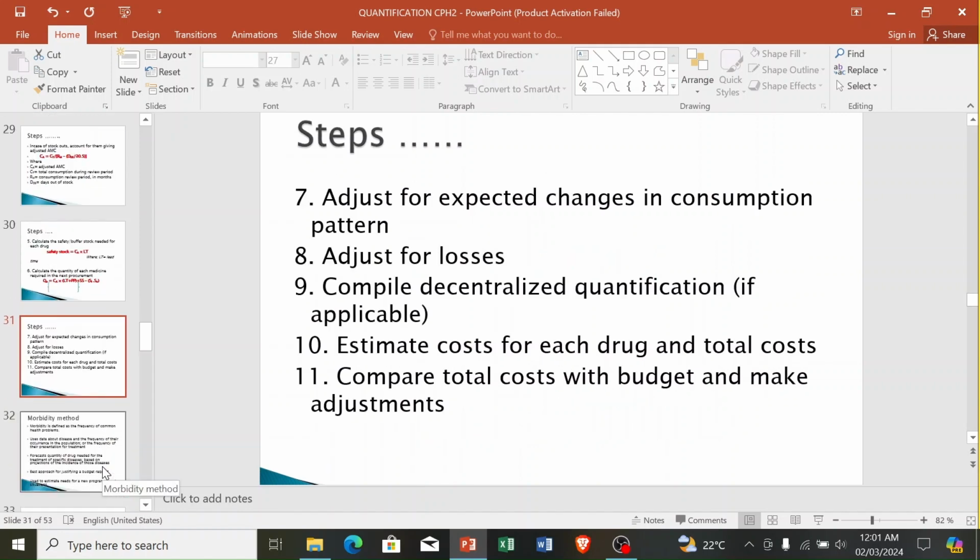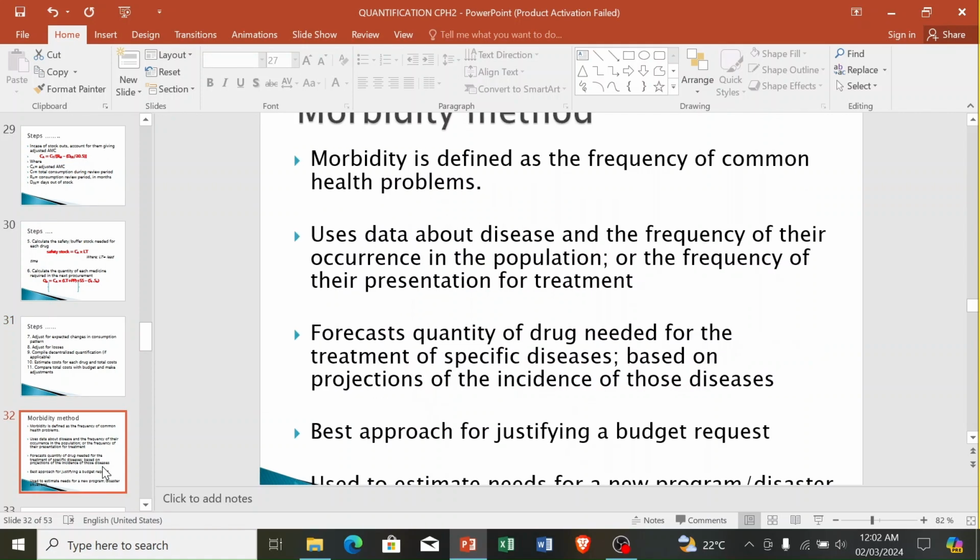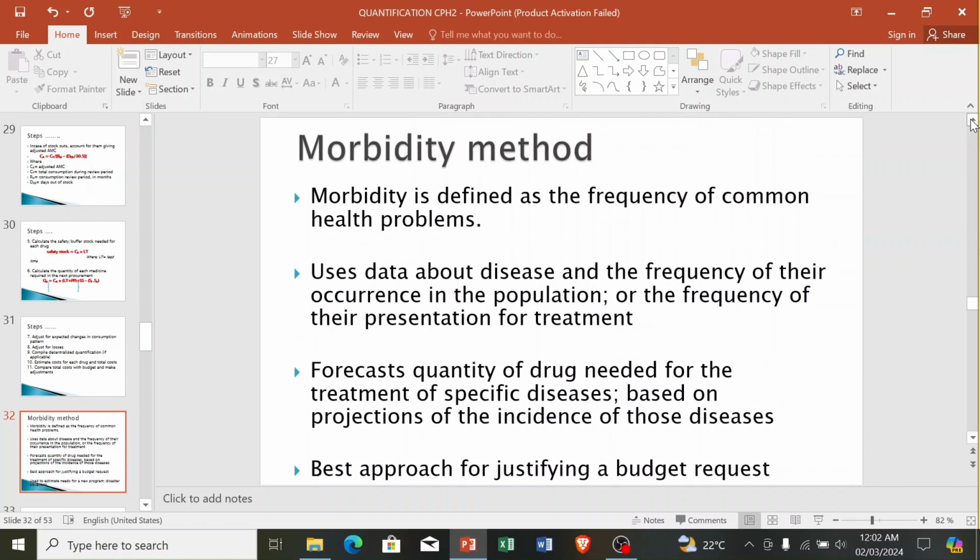Okay, so we have step 7: adjust for expected changes in the consumption patterns, and then adjust for losses, compile decentralized quantification if applicable, and then estimate cost for each drug and total costs, compare total costs with the budget, and make adjustments. That's all we need to know with the consumption method. The morbidity method is another method of quantification.